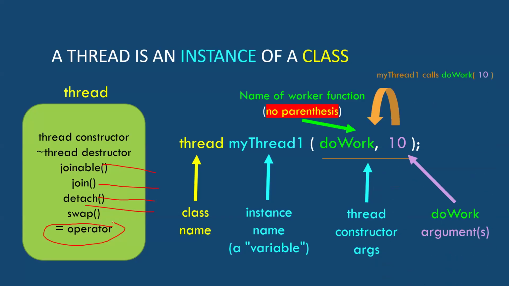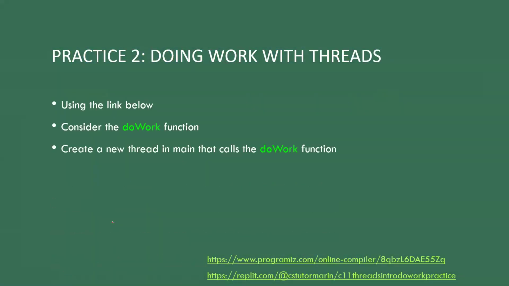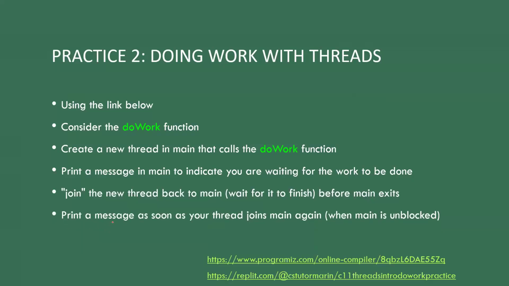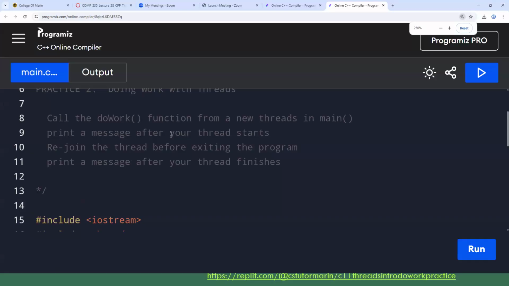Okay, so let's do that, right? Let's set up a do work thread. We'll pass the do work function in, we'll print a message, and then we'll rejoin that thread back at main. And we'll just start with one thread and see how that goes. And if you get that working, you can expand to multiple threads. Okay, so let's see if we can do this one together.